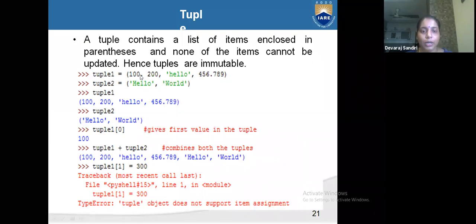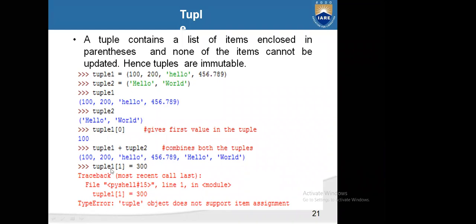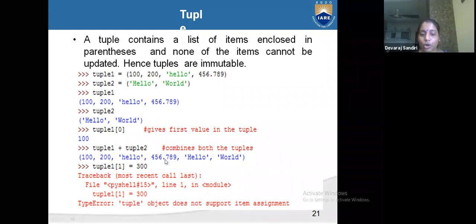So tuple 1 is 1, 100, 200, hello. Here tuple 2 is this one. What is tuple 1? It is printing. What is tuple 2? It is printing. Tuple 1 of 0: I told you the index starts from 0, so this 100 is going under 0. If 100 is under 0, then 1, 2, 3, 4 follow. So tuple 1 of 0 means 100. Tuple 1 plus tuple 2, concatenation happened, so 100, 200. All of tuple 1 and tuple 2 will be displayed here.